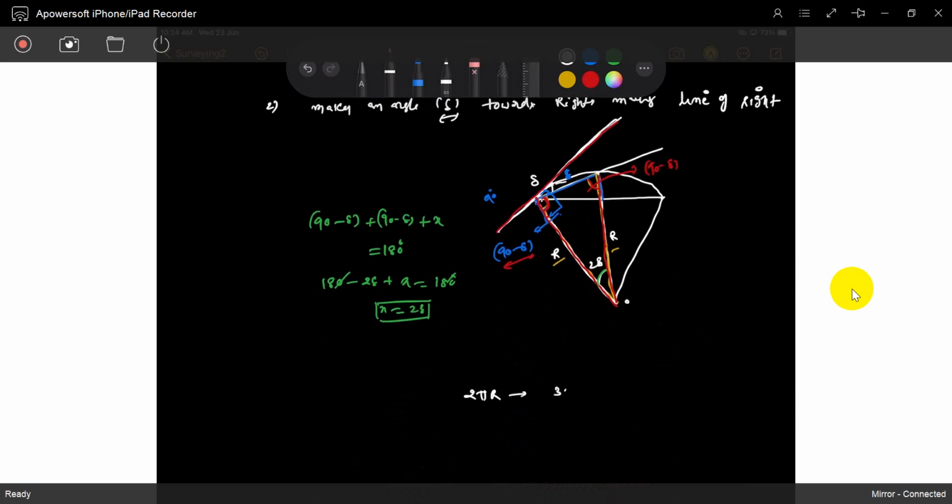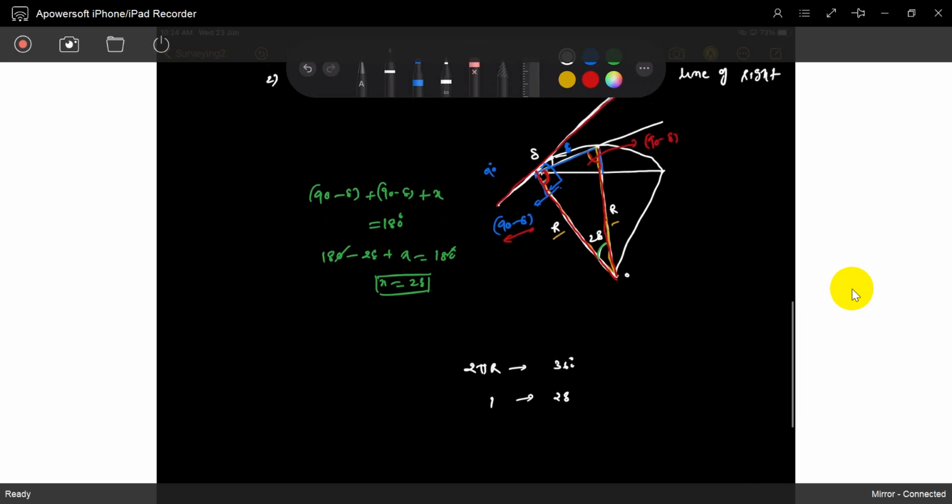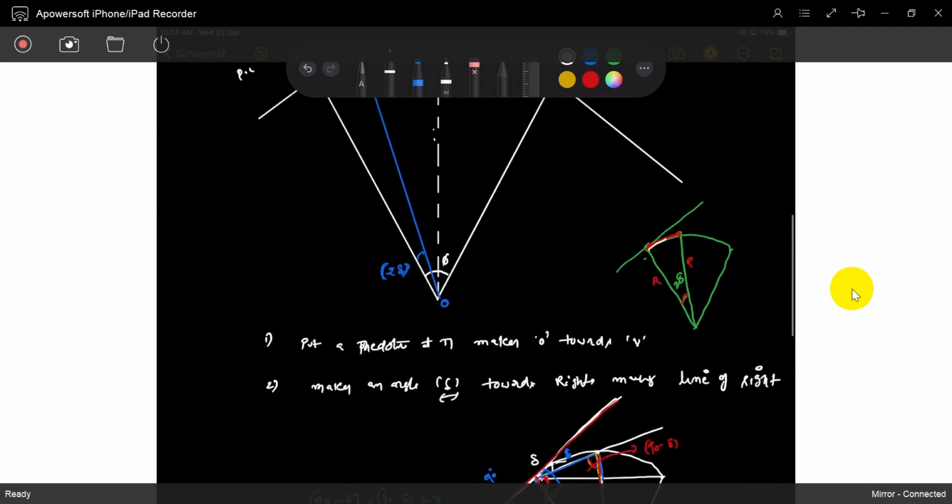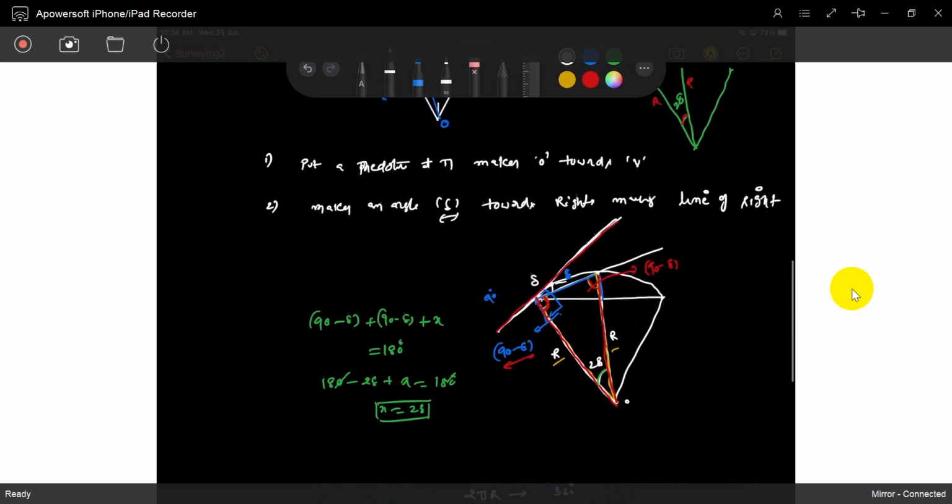2 pi r is 360 degrees. For 360 degrees, 2 pi r. For now, only 2 alpha. So how much is it? Length of the curve C. So multiply: 2 alpha multiplied by 2 pi r divided by 360 is equal to the length of the curve. Understood? Just this is the length of the curve.